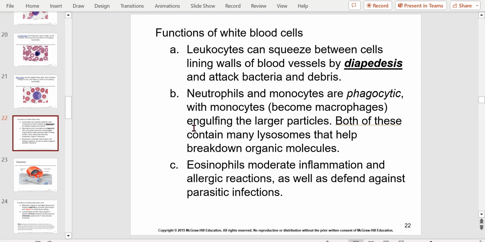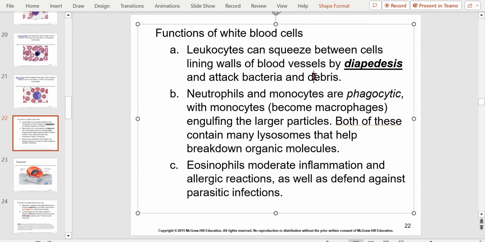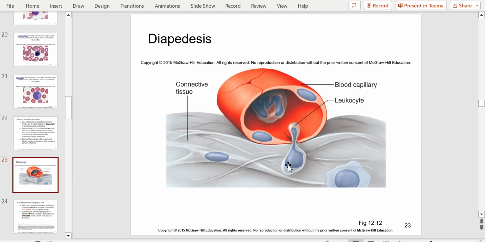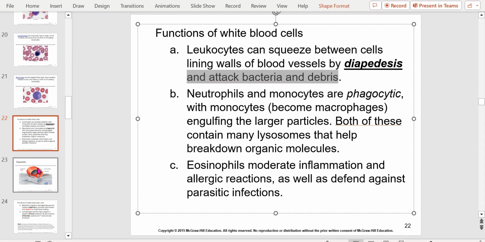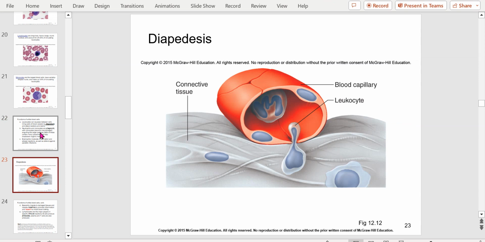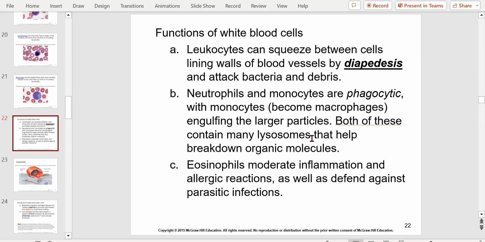The functions of WBCs: the leukocytes can squeeze between cell linings of the blood vessels. Very important, because if there's disease on one side of the body and these guys need to get there fast, this is the whole idea, and we'll show you this right here. You'll see how these guys squeeze through. Here's your blood capillary and your leukocyte squeezing through. Diapedesis, and they can attack the bacteria and debris just by getting through wherever they need to get to. Neutrophils and monocytes are phagocytic.